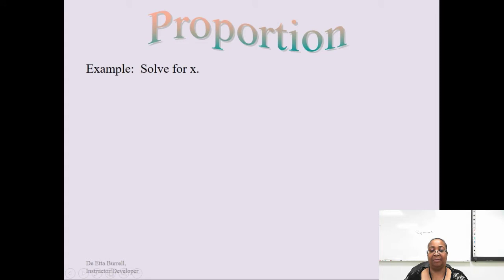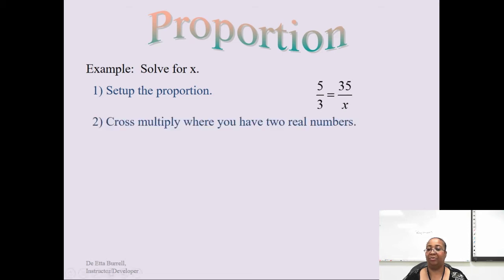Here's an example. In this example, we're going to solve for x, or the unknown. So you want to set up your proportion first. We have 5 is to 3 as 35 is to I don't know, or my x. Where there are two real numbers, we're going to look crossways and multiply, and that's going to be the 3 and the 35.